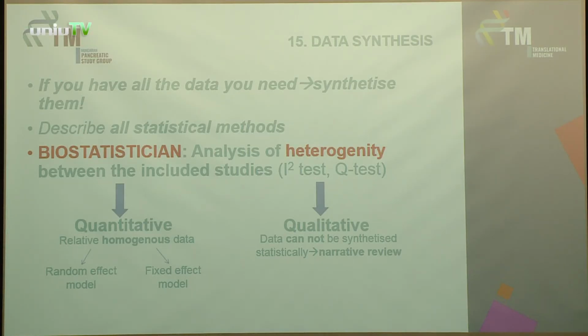After we have a complete Excel file with the data, we give it to the statistician, and the statistician will perform an analysis of whether our results are homogeneous enough or not. If our results are homogeneous enough, we can do a quantitative synthesis of the data, so we can write a meta-analysis. If they are very heterogeneous, then we can do only a narrative review, a qualitative synthesis of the data.